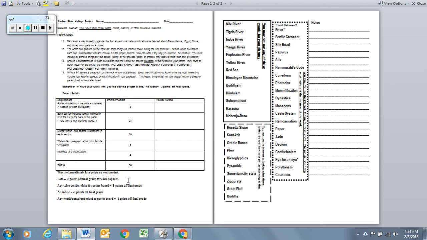If you are absent on the 20th, you don't need to have your parents bring it up here. Bring it on the next day that you show up at school. It will not be late, as long as you are absent. No rubric is minus 2 points off your final grade. And any words or paragraph glued to your poster board is minus 2 points off your final grade. So this is the explanation of your project. If you have any questions, let me know.